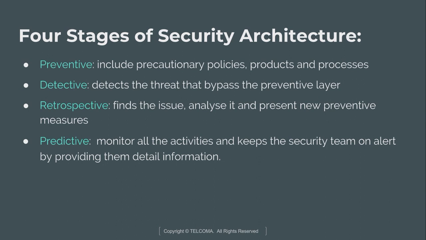Next step is retrospective. Here this method is used to recommend new preventive measures to avoid future incidents. So it finds the issues, analyzes them and presents new preventive measures. Next is the predictive stage. Here it monitors all the activities and keeps the security team on alert by providing them detailed information about the attack. So these are the four stages of security architecture.